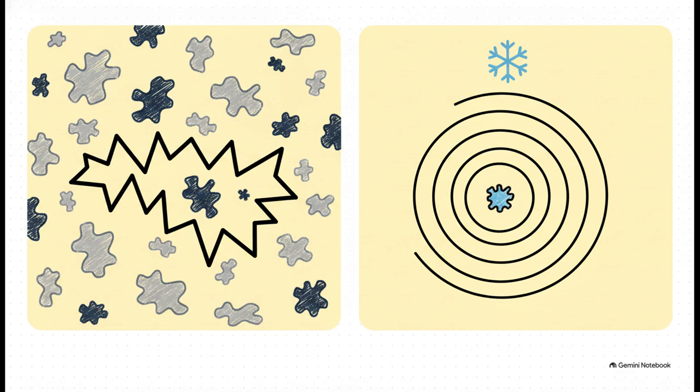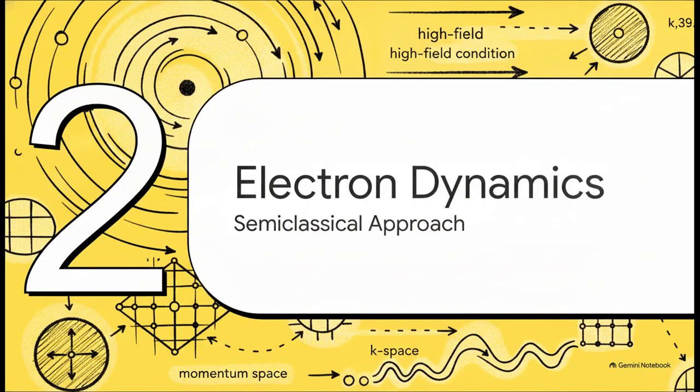To pull this off experimentally, you need ultra-pure samples at very low cryogenic temperatures. When you do that, the Hall effect becomes this incredible direct probe of the Fermi surface geometry itself. Section 2. Semi-classical electron dynamics.